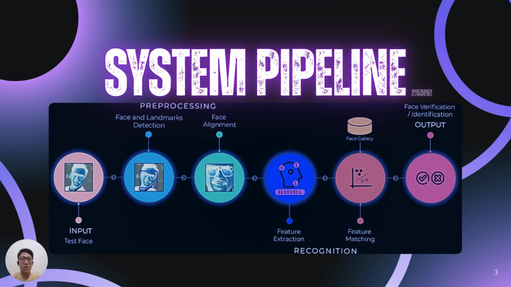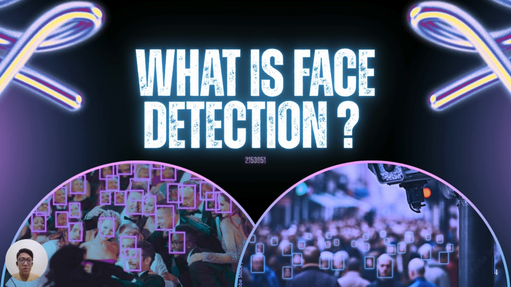Hello, my name is Ngo Phan Khai Tu, and next I will introduce you to the system pipeline. The system pipeline contains six main steps and is divided into four main stages. The first one is input or test the face. The second one is pre-processing the face input, containing face and landmarks detection and face alignment steps. The recognition stage contains feature extraction and feature matching using the face gallery, and then we have the output of face verification and identification.